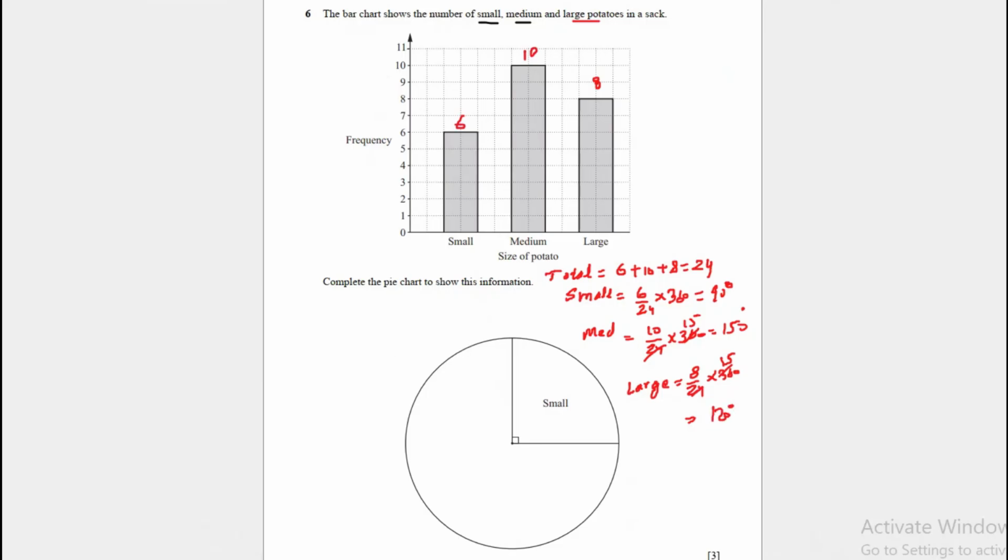So it means you can complete the rest with the help of a protractor. So if you draw a line, this shows 90 degrees, and we have to show 120. So this is kind of 120, and then the rest will show the 150 as well. So we can say that this one part shows large, and large is basically 120 degrees, and this is 150 degrees, and it shows medium size of the potato. So we have completed. Here I already mentioned it is 90 degrees.